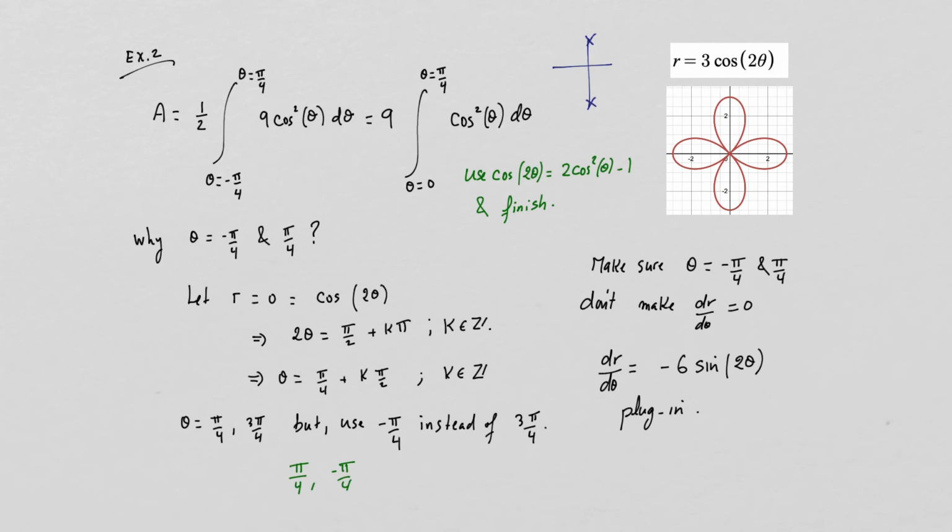If I'm looking at only this one leaf from negative pi over 4 to pi over 4, it is a good idea to go from 0 to pi over 4 for 2 reasons. Reason number 1, if you exploit symmetry and you go from 0 to pi over 4, obviously you have to double your integral, so that half disappeared, and I took the 9 out, okay? So these are the same.